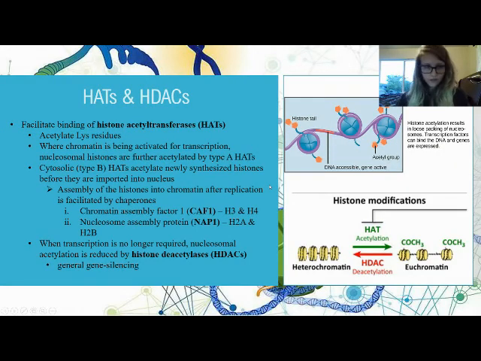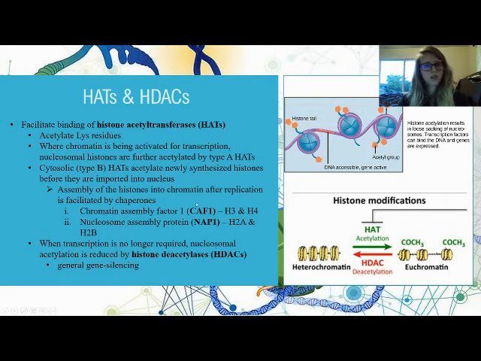HATs and HDACs. Methylation actually facilitates the binding of histone acetyltransferases, which acetylate lysine residues where chromatin is being activated for transcription. There are two types of HAT proteins, depending on whether they are active in the cytosol or in the nucleus. The nucleus has type A, whereas the cytosolic HATs are type B. Type B acetylates newly synthesized histones before they are imported into the nucleus.